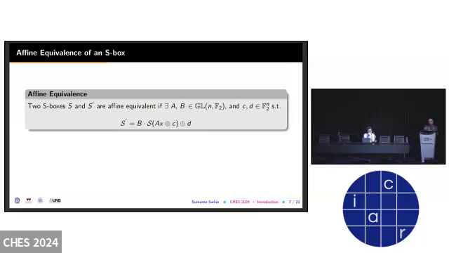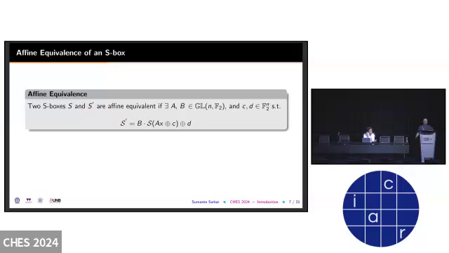So when we talk about S-boxes, we also talk about affine equivalent S-boxes. Two S-boxes, S and S prime, are affine equivalent if you can get S prime from S by transforming the input with a linear transformation, and also applying another linear transformation on the output. If you get S prime, then S and S prime are the same.